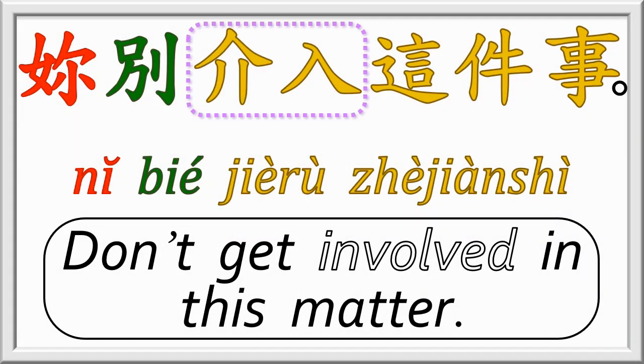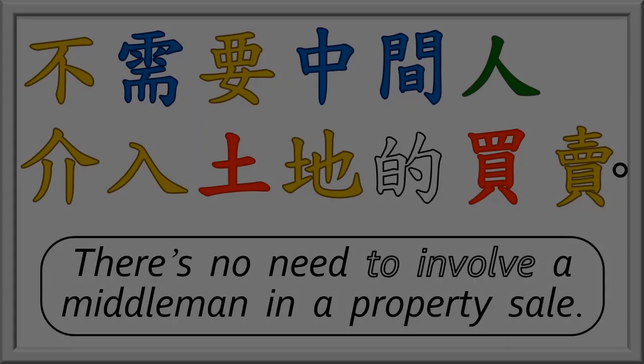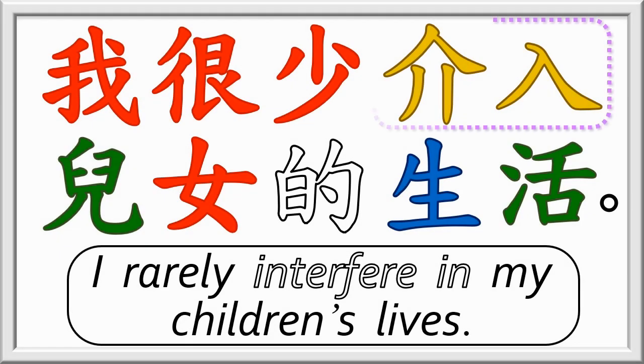你别介入这件事. Don't get involved in this matter. 父母口角时，儿女最好不要介入. Children should not interject themselves into arguments between their parents. 不需要中间人介入土地的买卖. There is no need to involve a middleman in a property sale. 我很少介入儿女的生活. I rarely interfere in my children's lives.